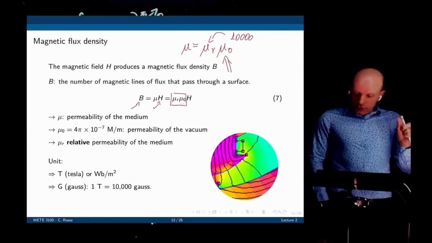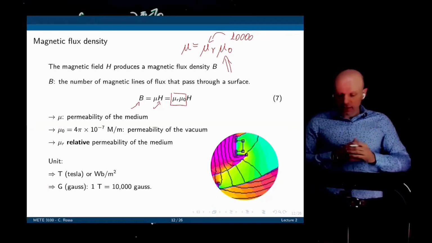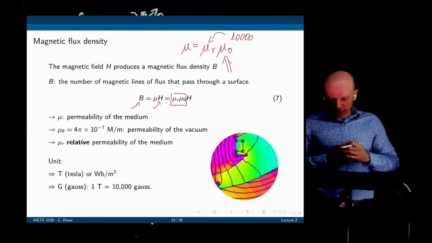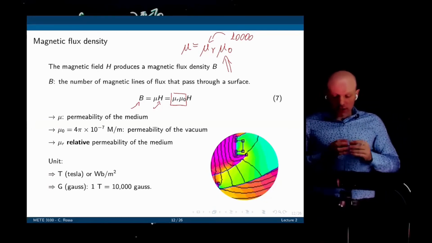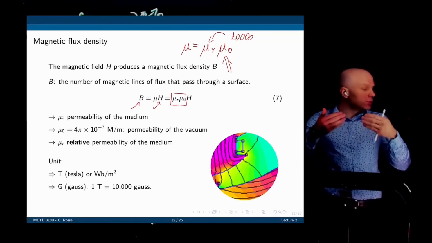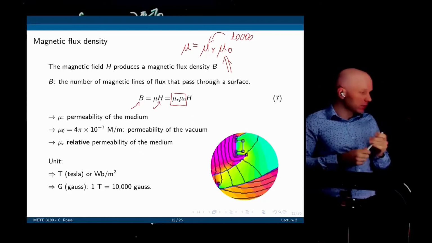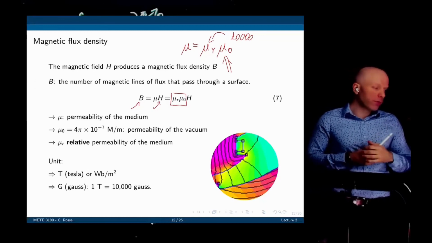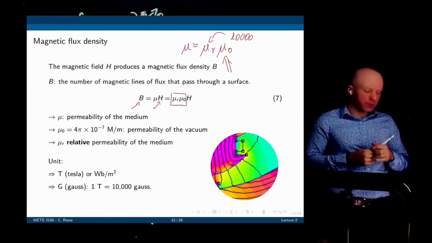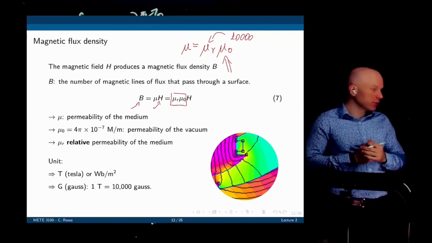So you understand the differences between them. Mu zero is the absolute permeability of the vacuum, that is 4 pi times 10 to the power of -7. And mu r is the relative permeability of the medium. It doesn't have a unit, it's just relative to mu zero. And the unit for the magnetic flux density is Tesla, the famous Tesla unit, or Weber per square meter, or also Gauss, where one Tesla equals 10,000 Gauss.